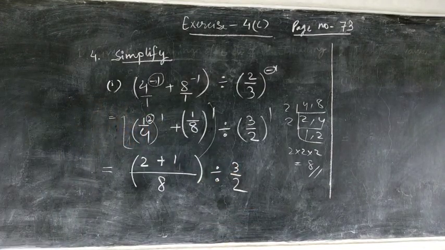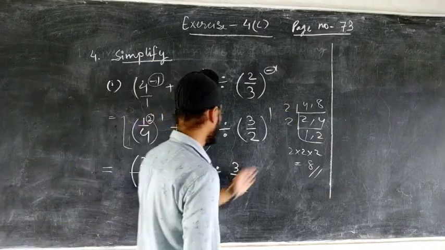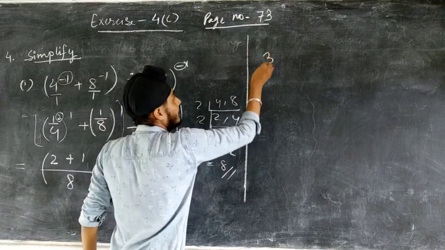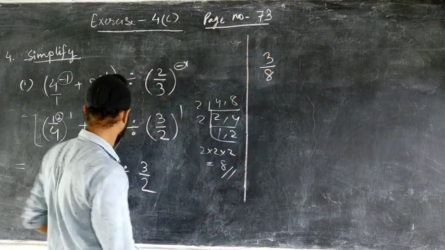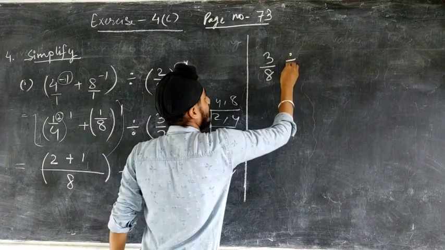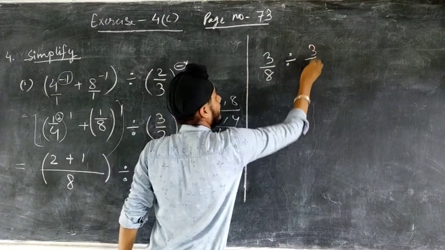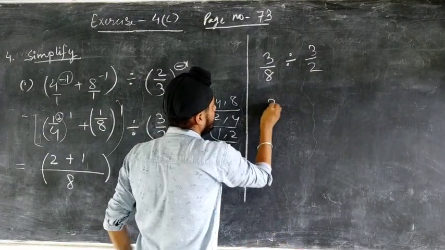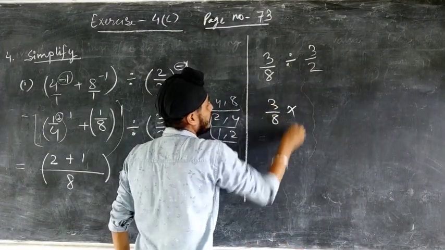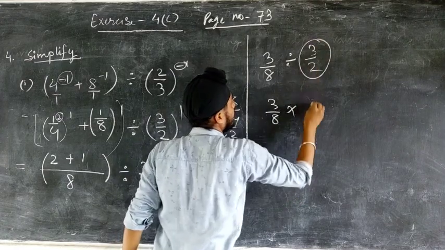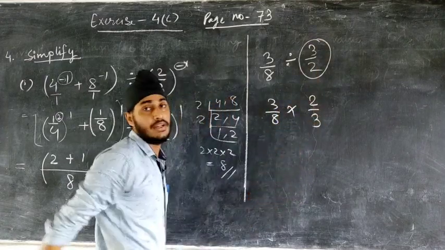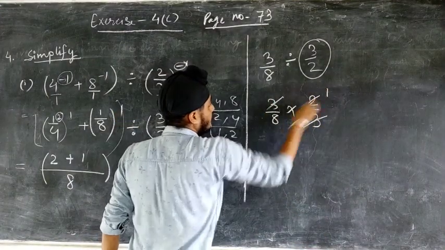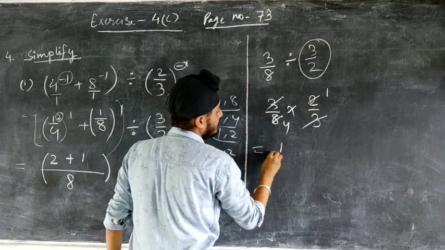I think it's clear. Now let us move on to the next step. 2 plus 1, that is 3, 3 by 8, 3 by 8 divided by 3 by 2. Clear? Now what will we do? When we change the divide into multiplication, we will take the reciprocal of this, that is 2 by 3. Clear? Now this 3 and this 3 will be cancelled. 2 1s are 2, 2 4s are 8. So the answer becomes 1 by 4.